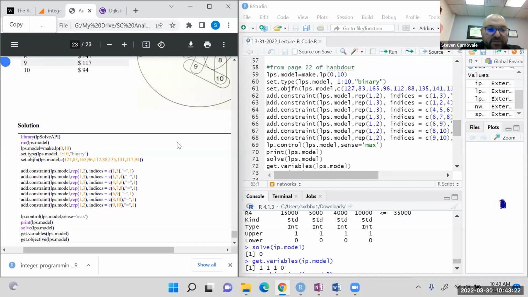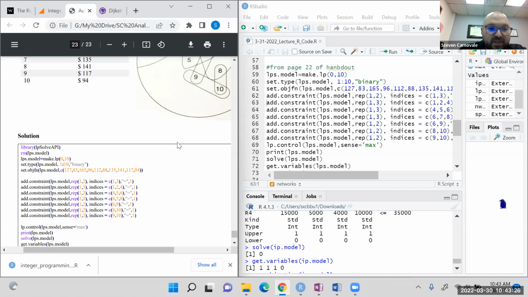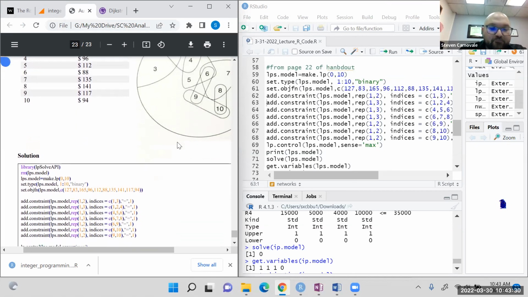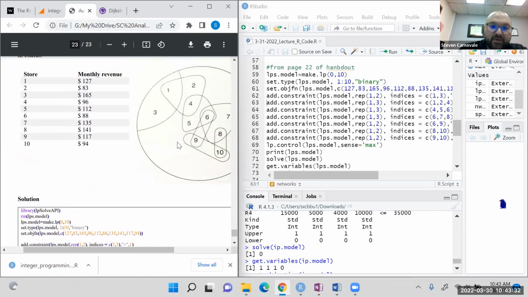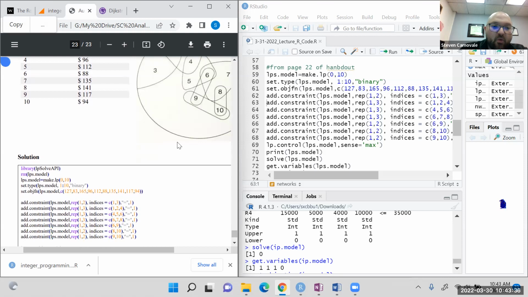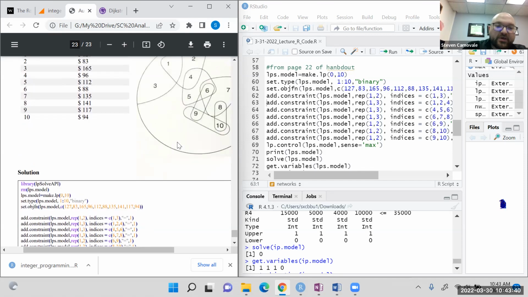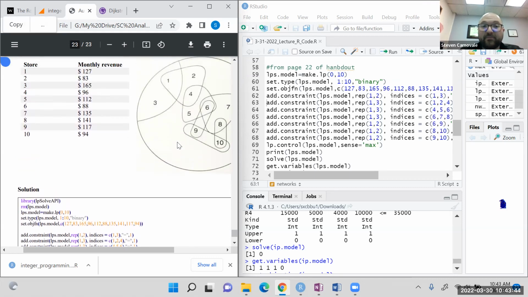Because all of the variables are binary, and I want to maximize my revenue, I need to make sure that for indices 1 and 3, which correspond to stores 1 and 3, it's one or the other, because those two are circled, but 3 and 2 aren't. What's the next one? 1, 2, and 4 all exist within the same circle. So together, the sum of all those variables has to equal 1, meaning it's one or the other. It can't be all of them.